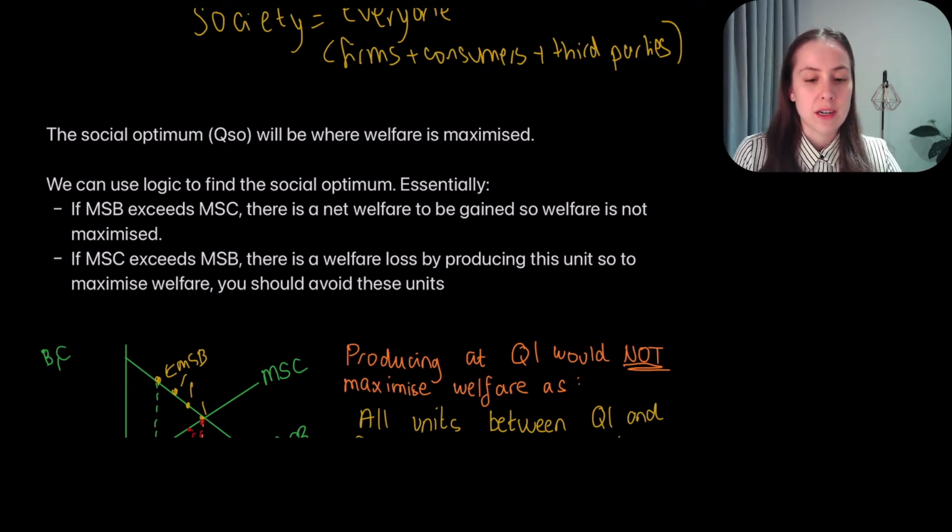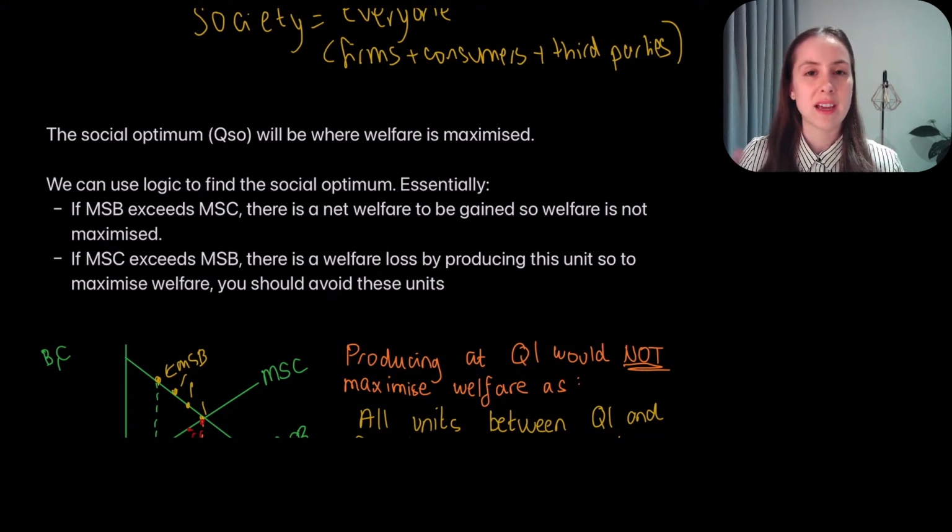So here I'm going to set out two key things to write down, and this is how I'm going to prove where the social optimum is. So essentially, if marginal social benefit exceeds marginal social cost, what this means is the one unit produced is adding more to the benefits that society has faced than the costs that society has paid. So therefore, you can think that society has gained in total from producing this good.